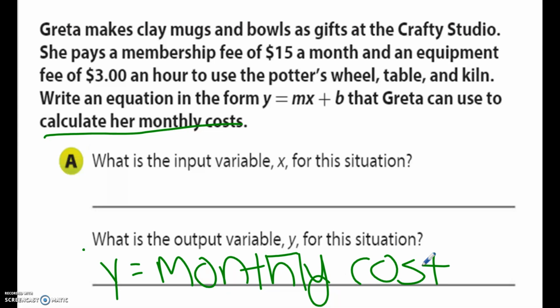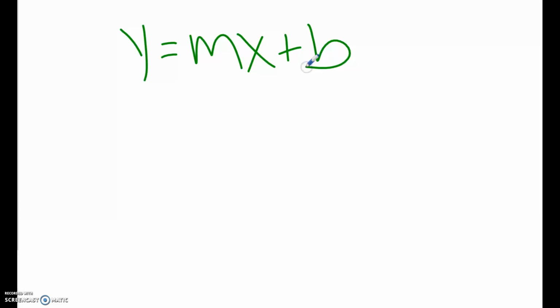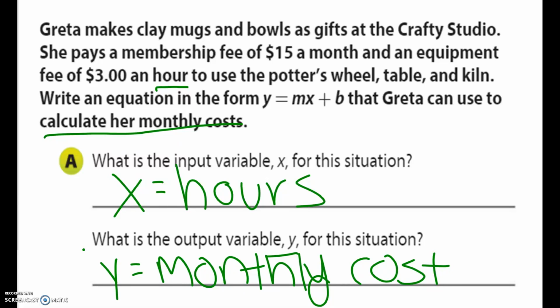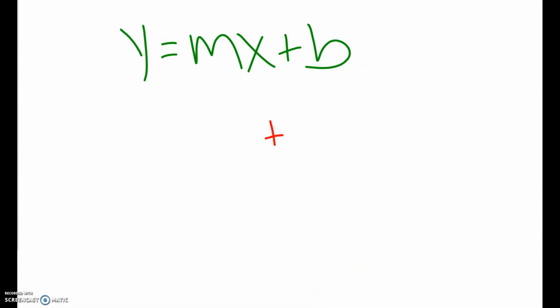And our x, what are we putting in to get our monthly cost? Well, you have to put in hours to get your monthly cost. So our x is going to be equal to hours. Now, when we're going to put this into y equals mx plus b, let's think about what our starting point was. Well, what does she automatically have to pay? She has to pay $15 every month. No matter what, she has to pay $15.